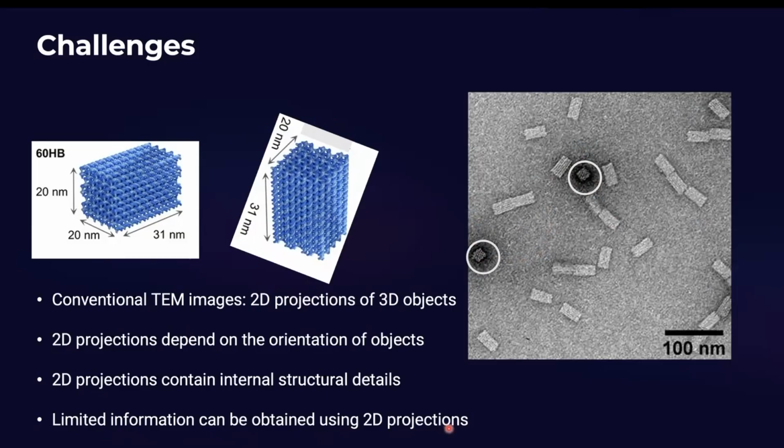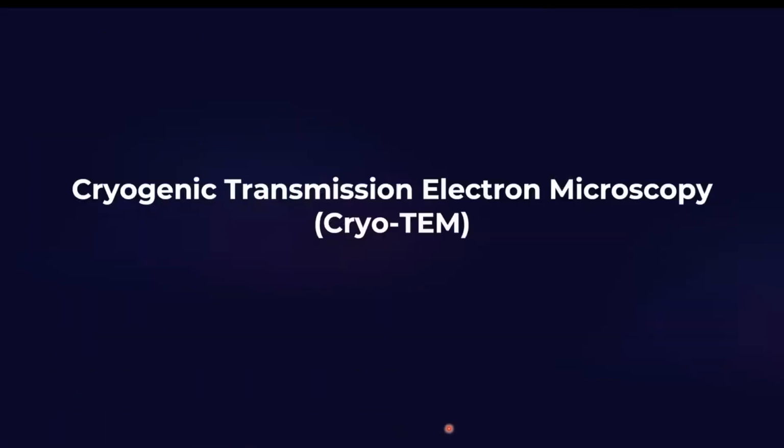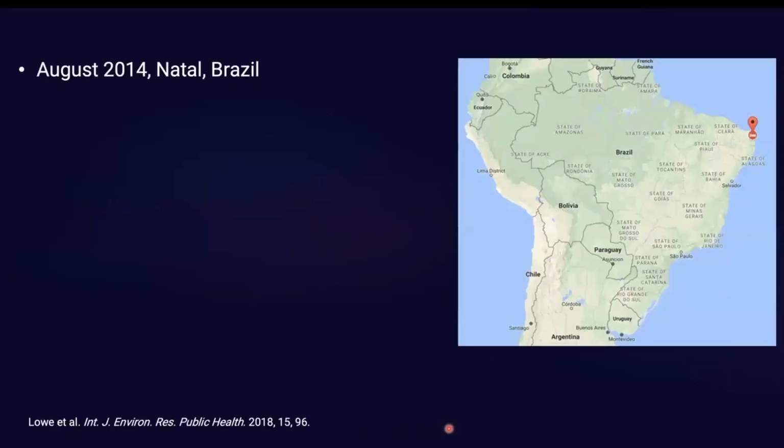So, there are two ways to get three-dimensional structure. The first one is single particle reconstruction, the cryogenic transmission electron microscopy, and this is where the revolution in resolution started. The second one is electron tomography. To give the importance of this technique, I will start with a story: what happened in 2014 in the Natal region of Brazil. The inhabitants showed some unique symptoms.